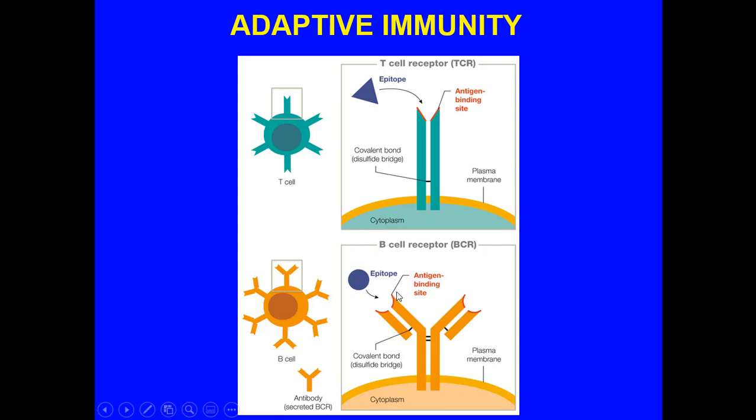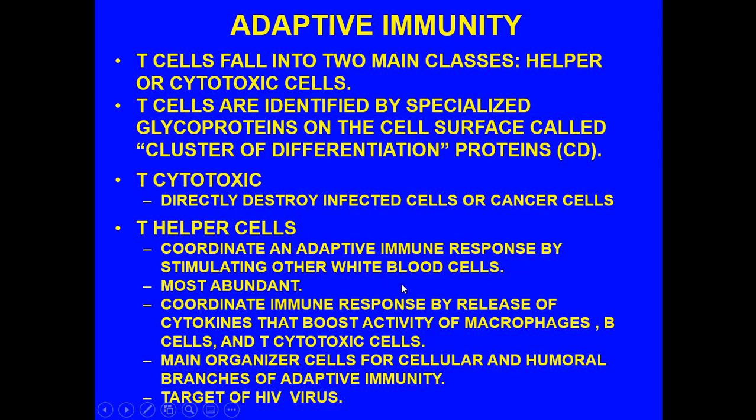In the B cell, what they have for their antigen binding sites, interestingly enough, is basically antibody structures. Now, the antibody structures can be attached to this plasma membrane, and then when the B cells get revved up, they're going to actually freely secrete these antibodies. Okay, where the epitope binds to the antibody is called the antigen binding site.